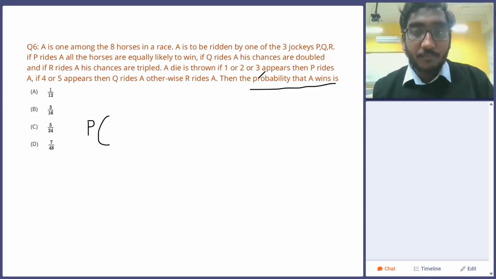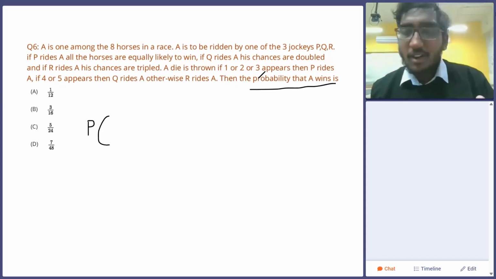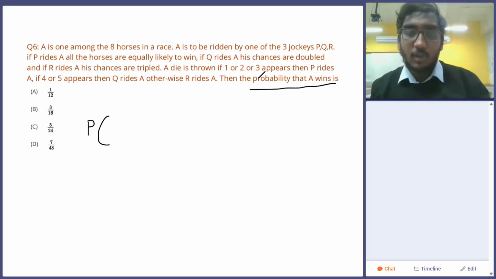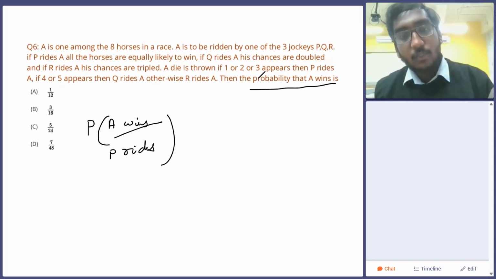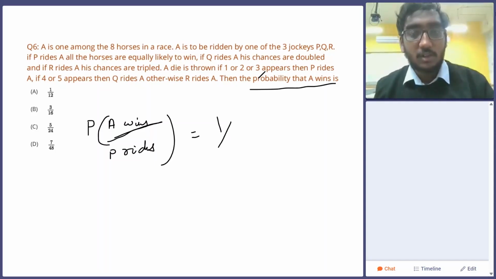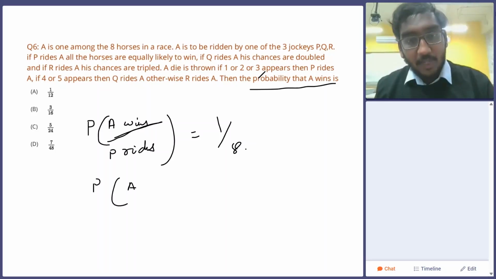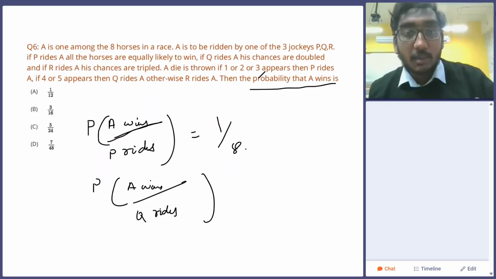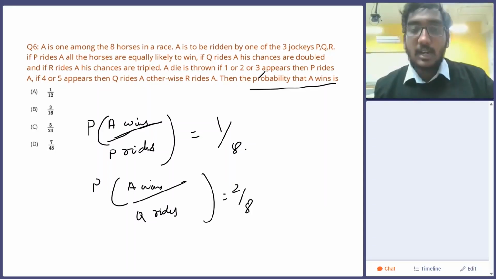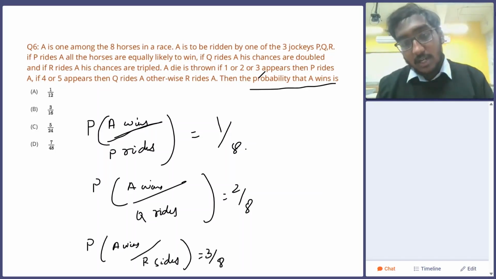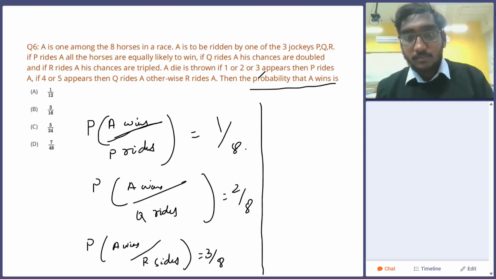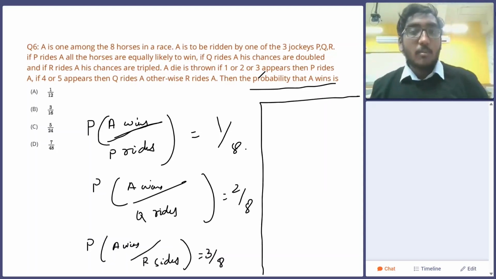P of horses means obviously all horses are equally likely to win. So A is also equally likely to win. P of A wins given P rides. Okay. That will be what? Equally likely means it is distributed to 8 equal horses because 8 horses are there, it will be 1 by 8, right? And P of A wins given Q rides, what is it? They have given that if Q rides, the chances are doubled. That means it will be what? 2 by 8, right? And P of A wins given R rides, it is what? The chances are tripled. Okay, that means 3 upon 8, right? So this is given. And they are asking the probability that A wins.